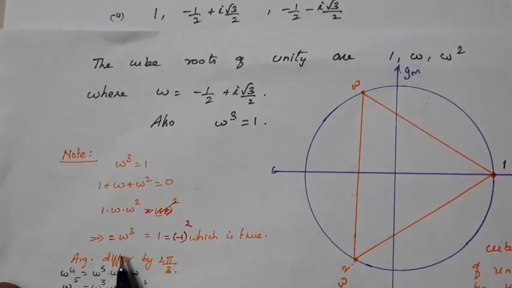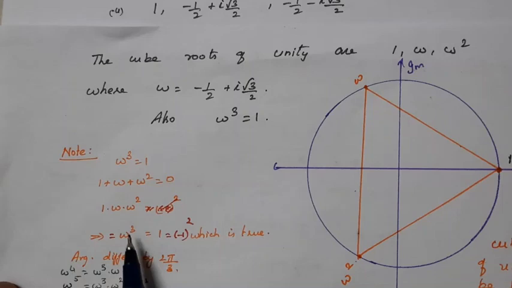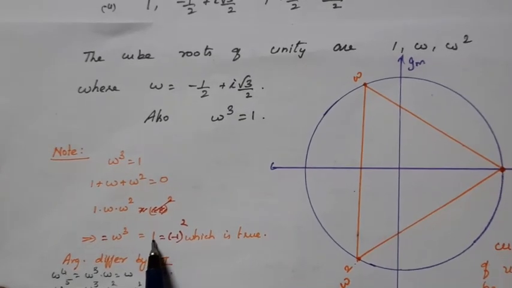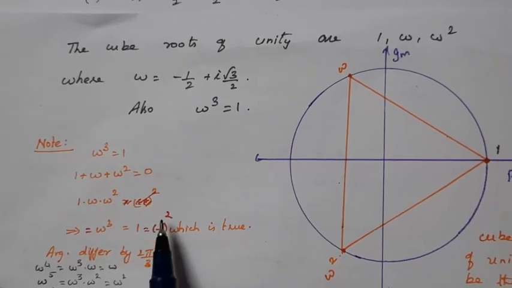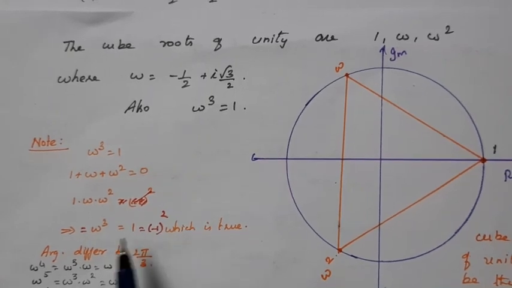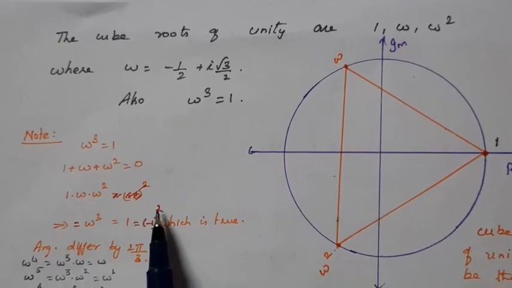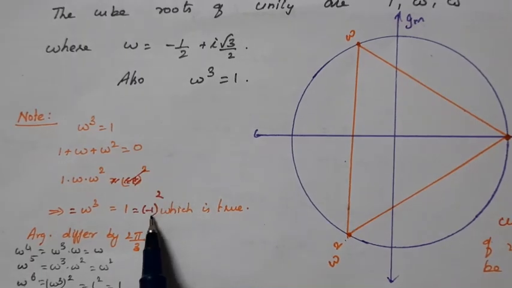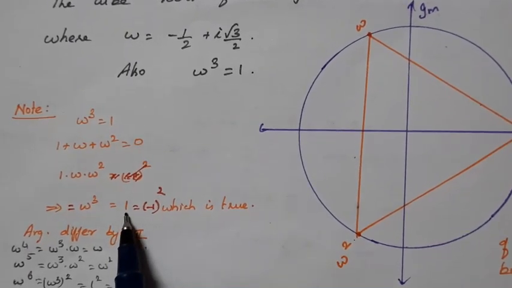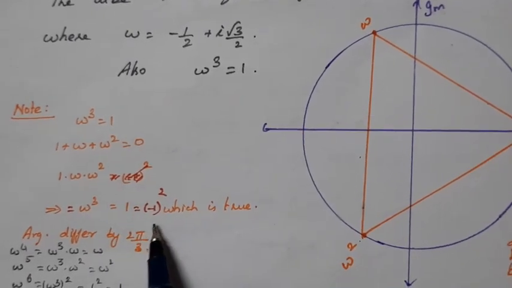And what happens to the product? 1 into omega into omega squared is nothing but omega cube, which is equal to 1, and this 1 can be expressed as minus 1 the whole square, which is also true. So the product is equal to minus 1 the whole power n minus 1; 3 minus 1 is 2 here. So minus 1 the whole square is equal to 1. So that property is also true.